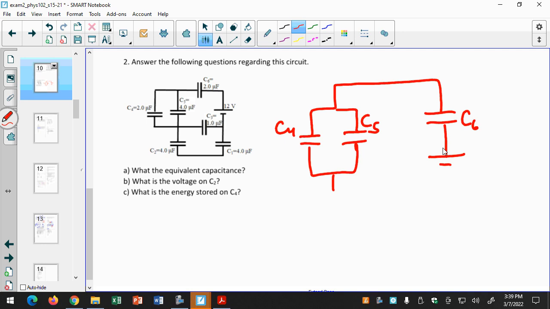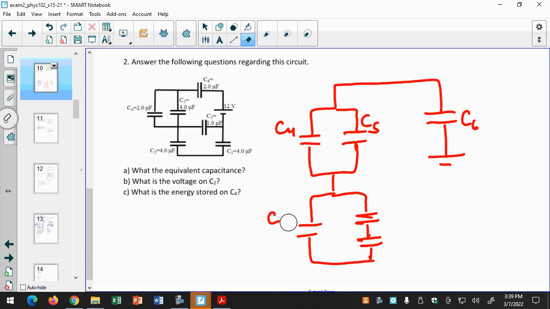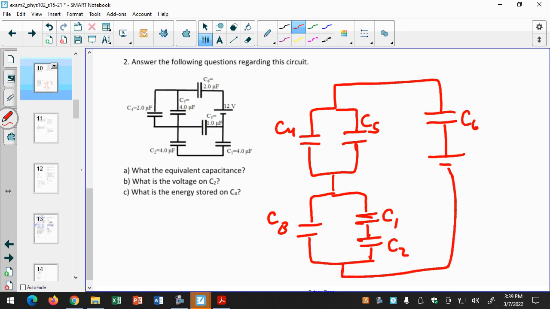So then I break into 2 branches again. This is C2, not C2, C3, excuse me. And then C2 and C1. And then this goes back to the battery. All right, now when we do it, is that okay? This is 2 microfarads, 2 and 4 microfarads, 1, 4, and 4.